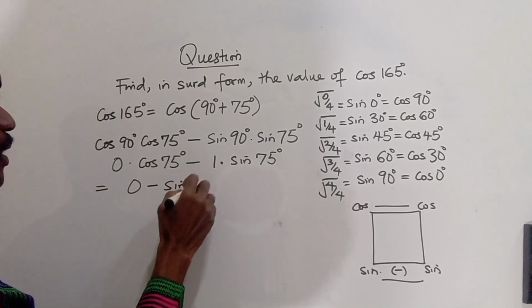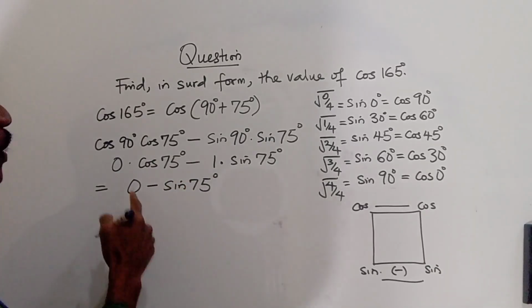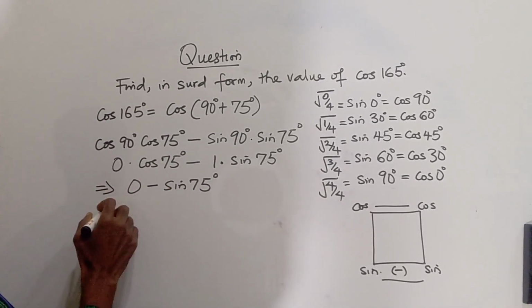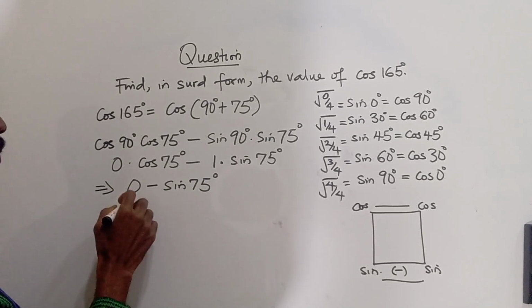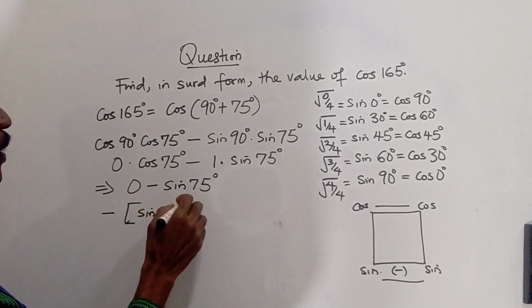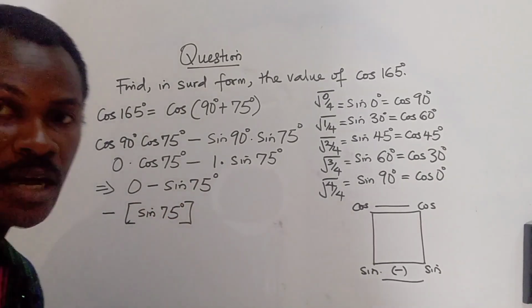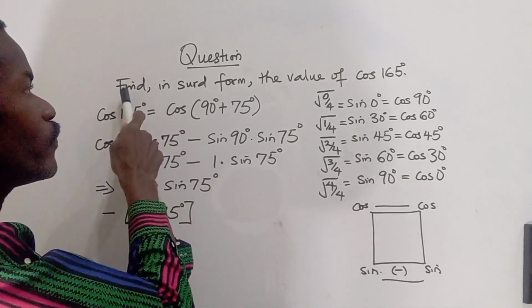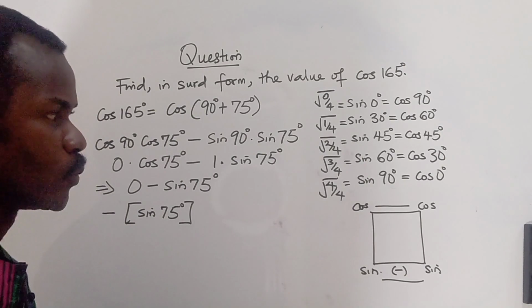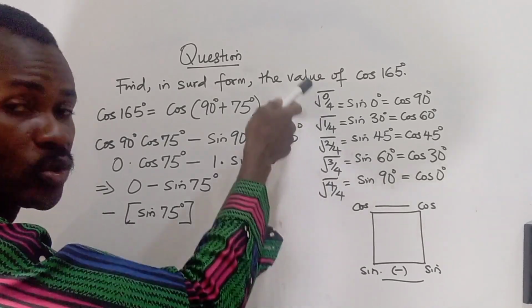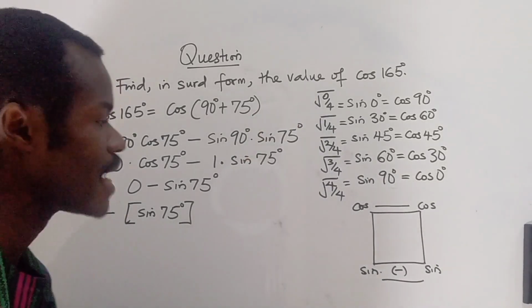Sine 75 degrees. So 0 minus 75 degrees is going to give us minus sine 75 degrees. But from this, we can still see that the question says we should find it in surd form. So now, in surd form, we want to keep it using the special angles.